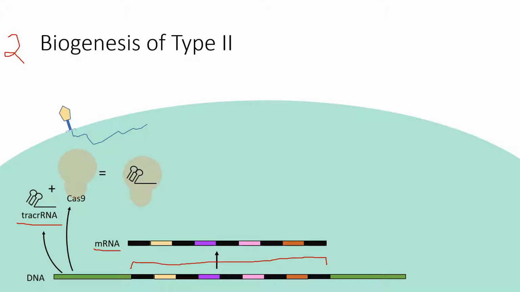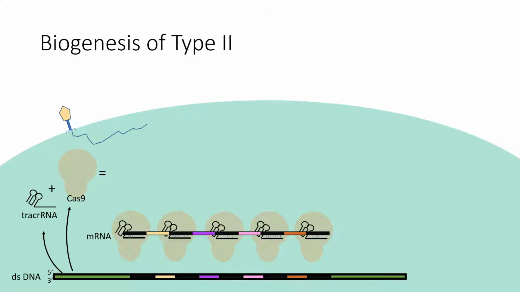The tracer and Cas9 are going to associate, and the tracer is going to help bind it to the mRNA. It binds through homologous base pairing with the repeated sequence. This tracer is going to have homology to those repeated sequences, which are palindromic. But now we need to cut it up more.